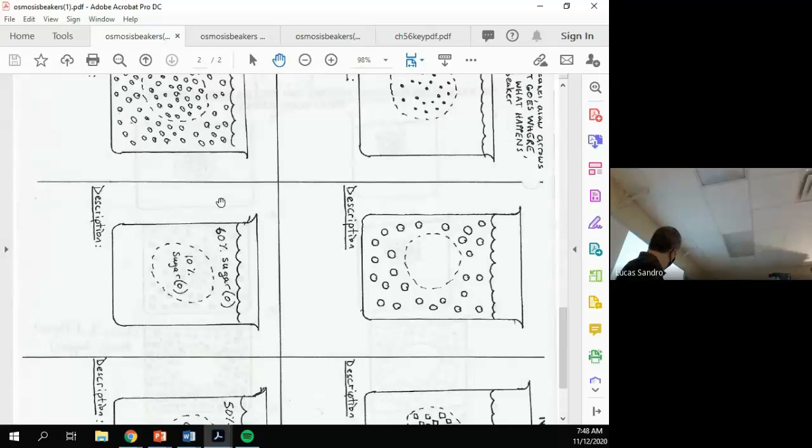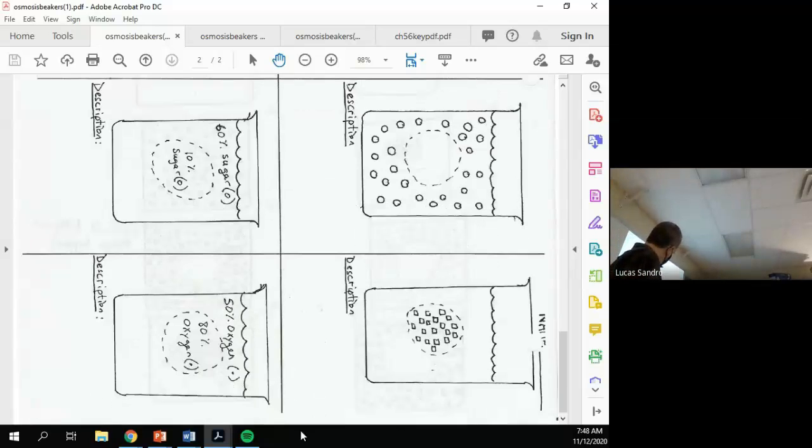Water goes in because there's... So you're right that water moves. It's 60% sugar outside. Water goes out because there's more water in the cell. Right, 10% sugar means 90% water. So more water here than here. Water goes from in to out. Water leaves the cell.